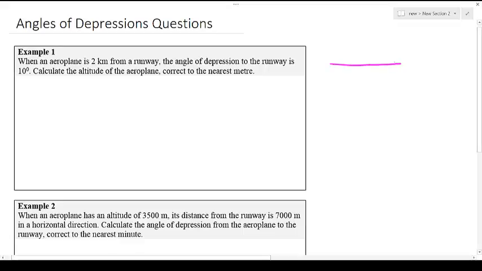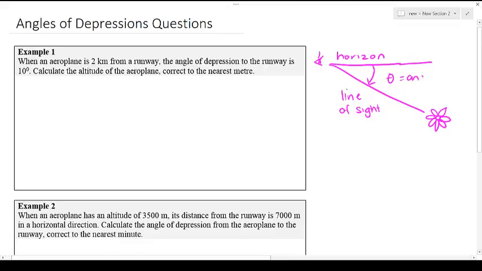So that's our horizon, and the line of sight. So it's the angle made with the horizon and the line of sight when we're looking down at an object. So imagine that's your eye and you're looking down at an object, say a flower. That angle there, that theta there, is your angle of depression.